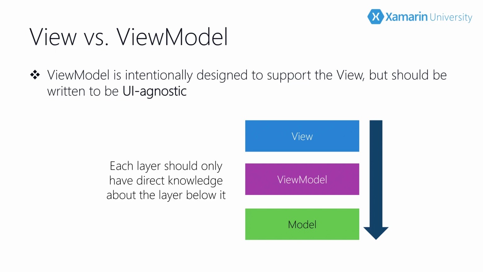For example, we could use a view model with a native iOS application using MVVM Cross, for example. Or we could take that same view model and use it in a WPF desktop application. So the view model supports the view, but it is intentionally unaware of the UI that drives the view. This also means it has no dependencies on Xamarin.iOS or Xamarin.Android or Xamarin.Forms. Also, remember that the MVVM pattern is a layered pattern, so the view knows about the view model, but the reverse is not true. The view model should have no idea about the view.